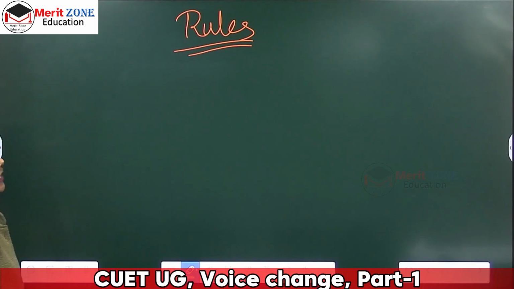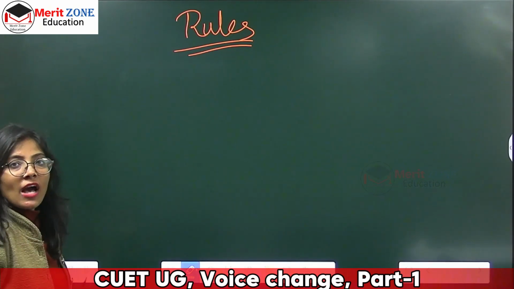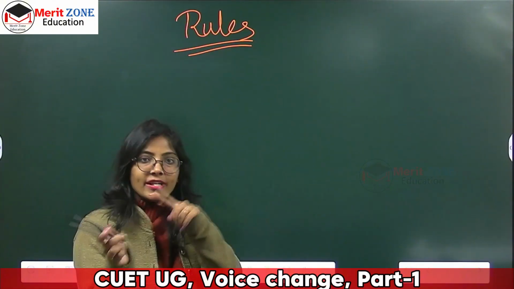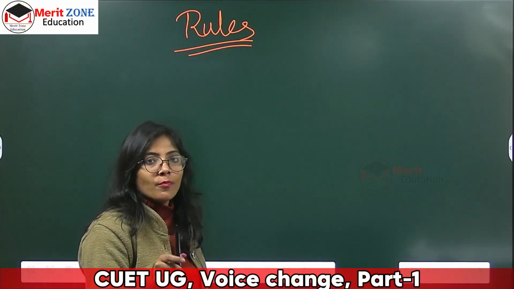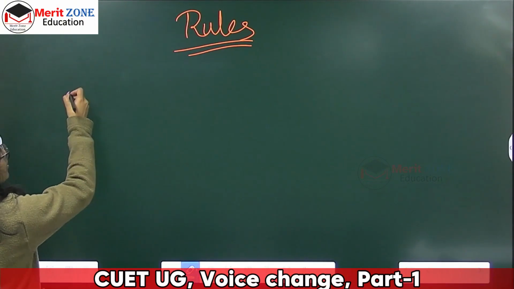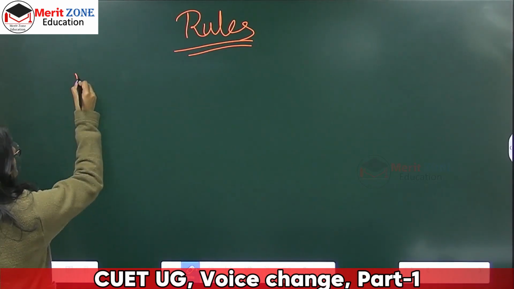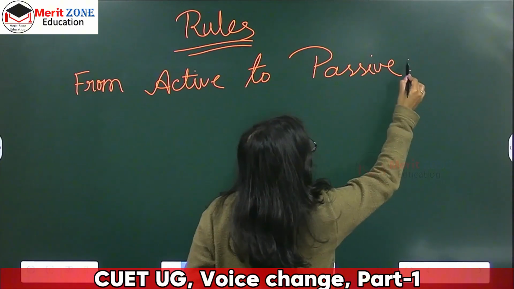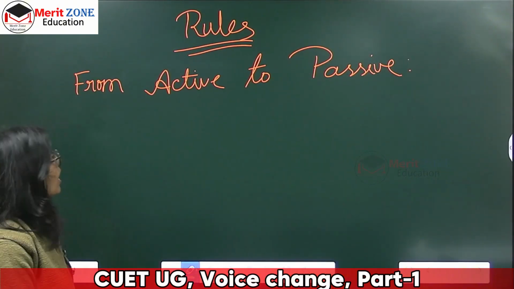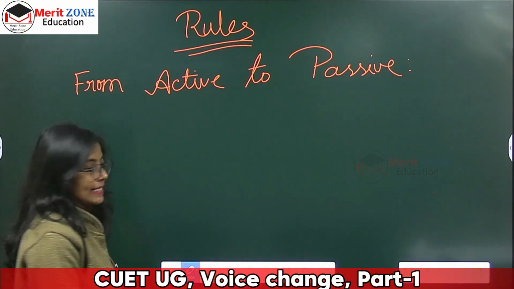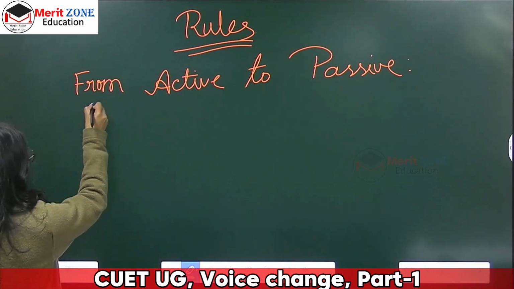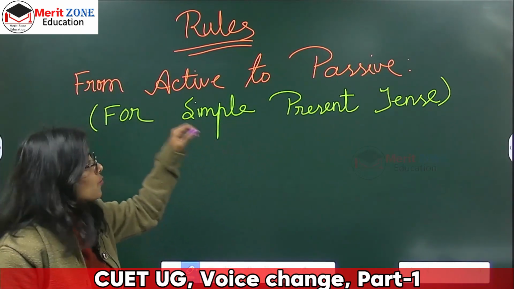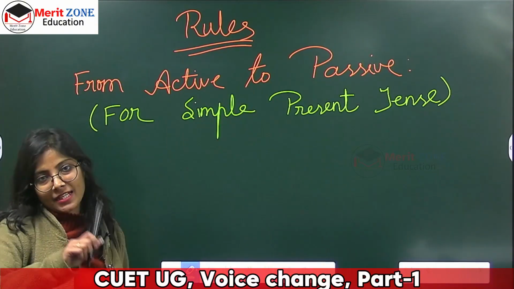Okay, so now when we talk about rules, first we have to understand, as I told you, that subject and object will completely reverse. They will change their respective places. So when I'm changing from active to passive, what is the rule for simple present tense? Now for simple present tense, what is the rule when we are changing from active to passive?